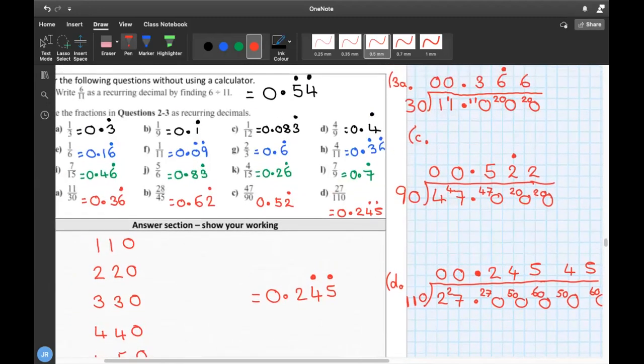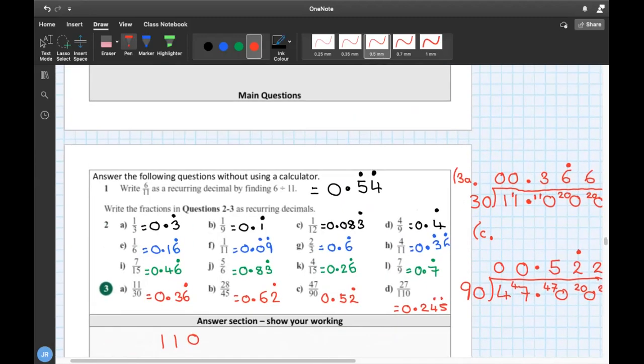Okay guys, that was the end of lesson 1, and we were converting fractions into recurring decimals. Next lesson, we're going to be doing the reverse of that.